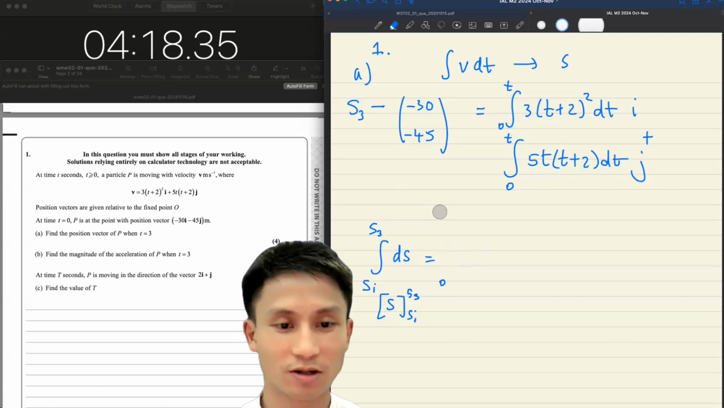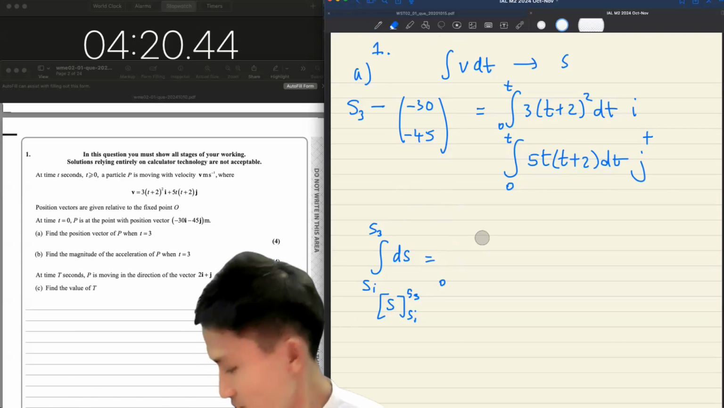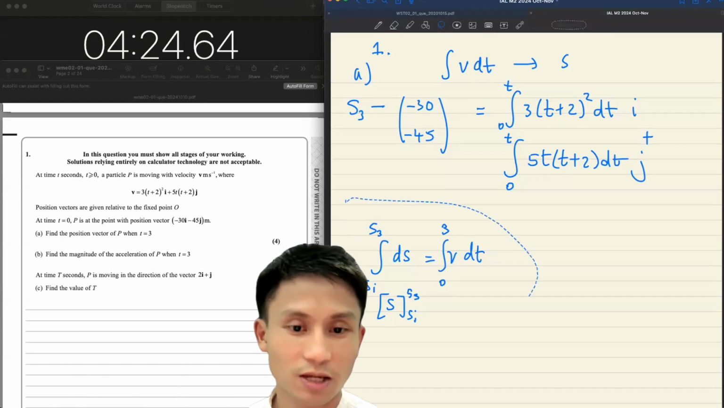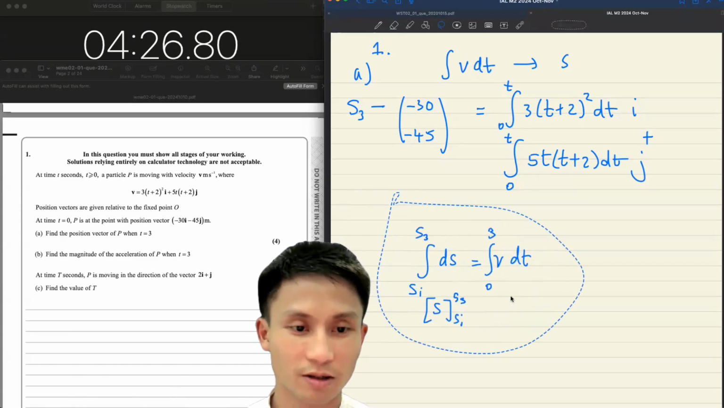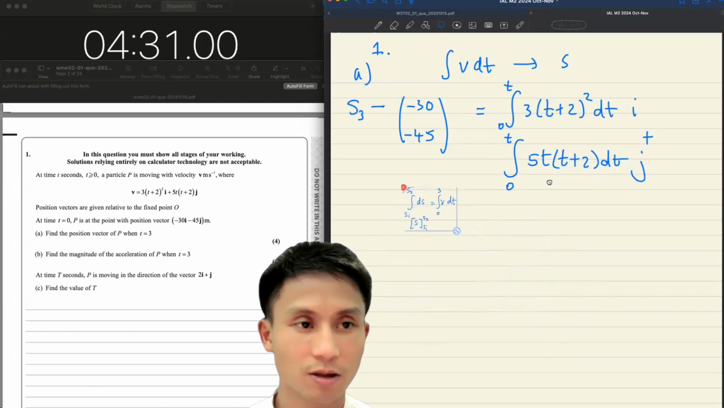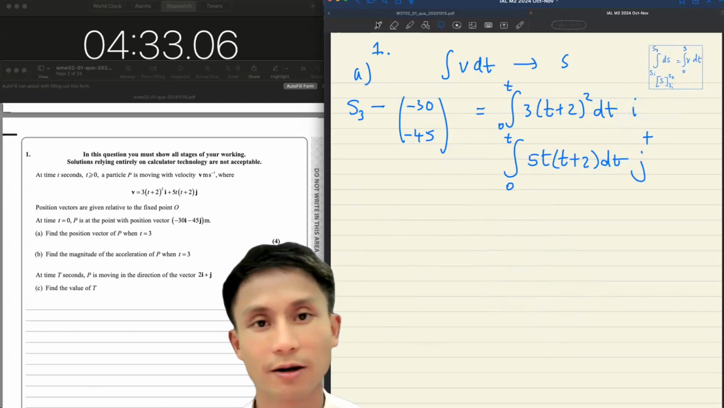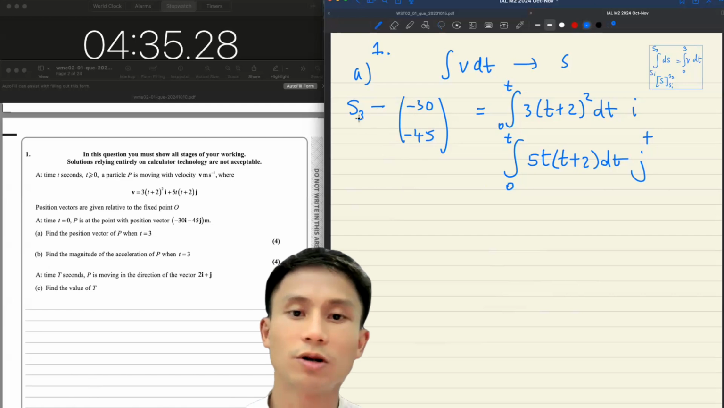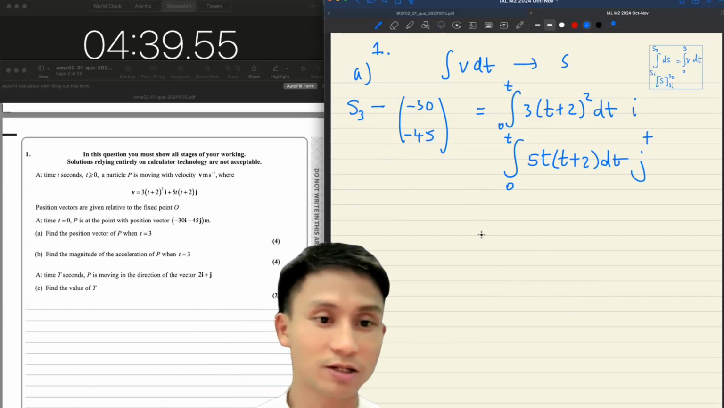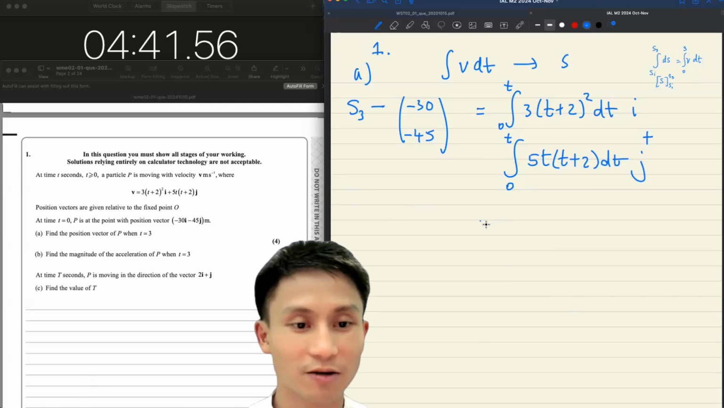So I'm just going to put this into somewhere else. Maybe there. Okay. So if we want the position vector at the third second, we can just rearrange this, but let's do the right-hand side first, all right?